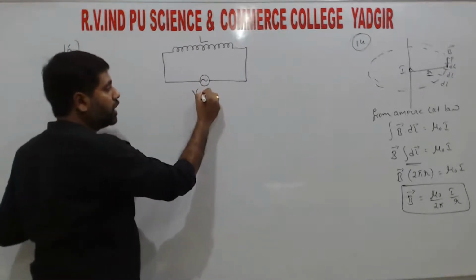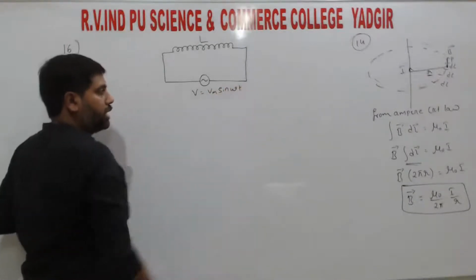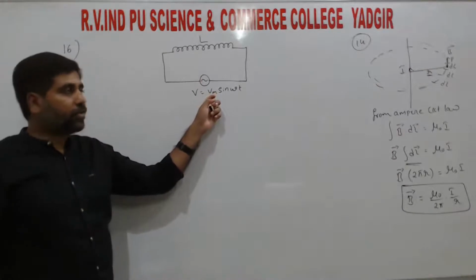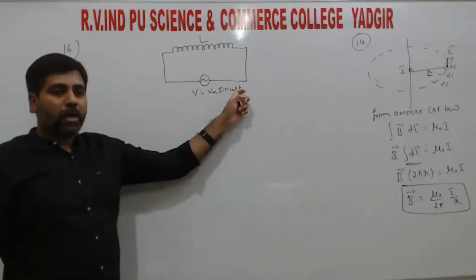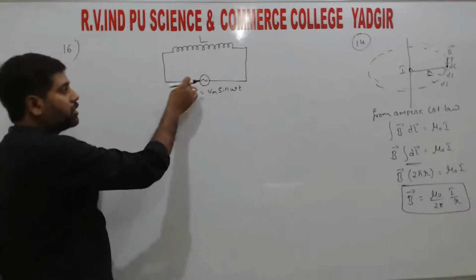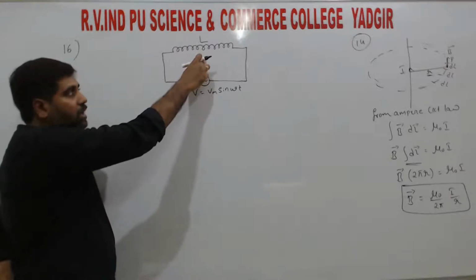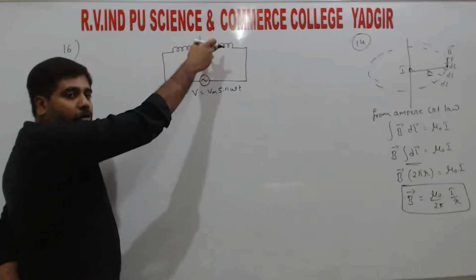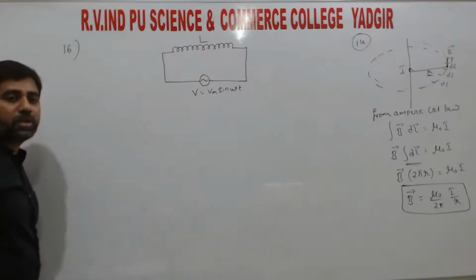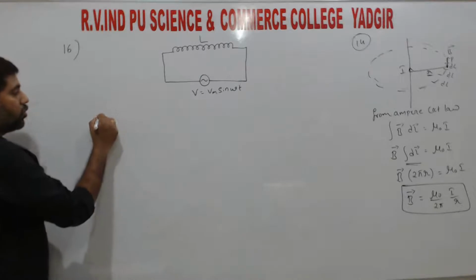It has the voltage V equal to Vm sin omega t. The voltage applied to the inductor is V equals Vm sin omega t. Next, when the current is flowing in the inductor, it produces an EMF, that means it induces an EMF, which is again from the Faraday law of electromagnetic induction.